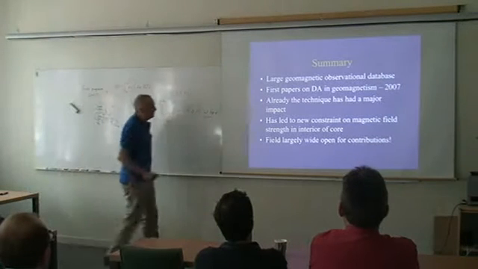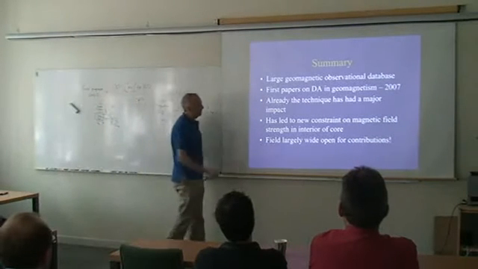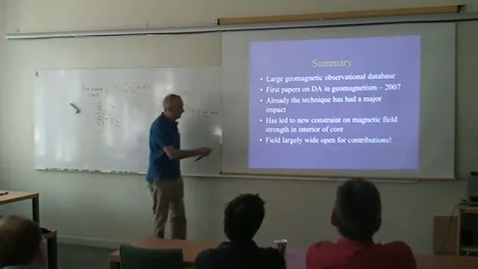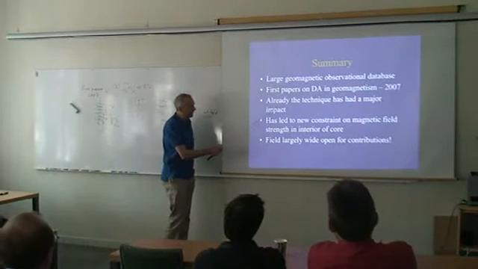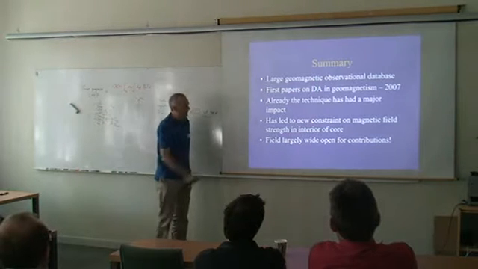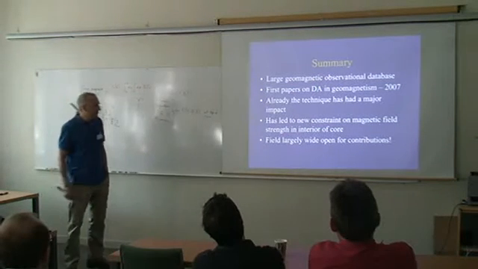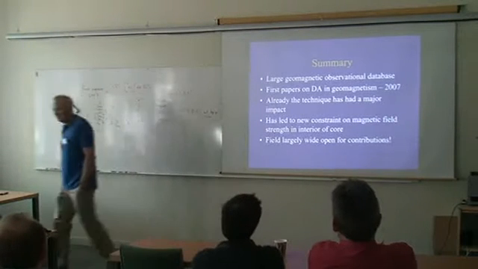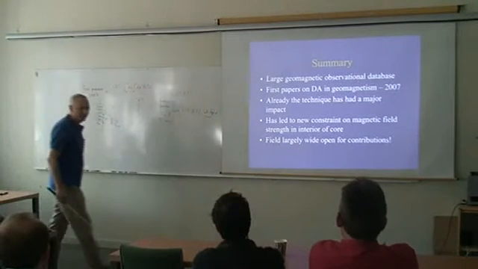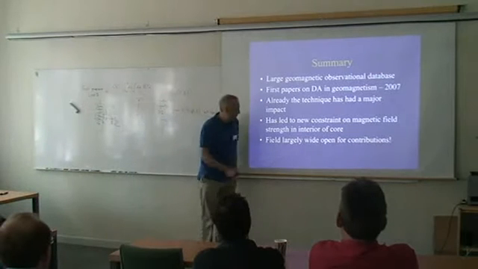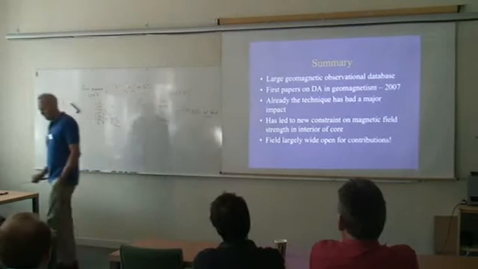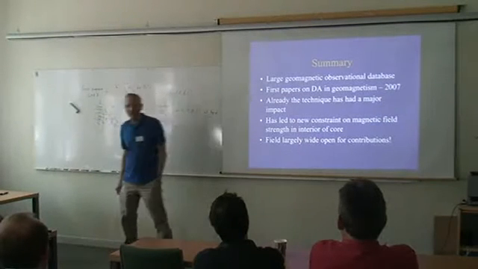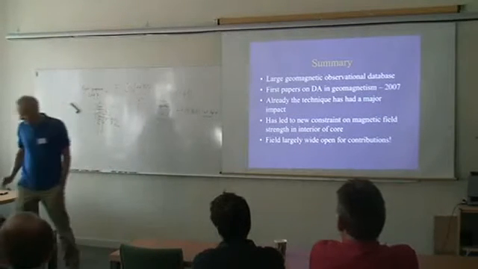So that's my summary. There's lots of observations. Only 3 or 4 years ago, the first papers on data assimilation. I've given you this example. I think that's a major impact. We've never had this constraint on the magnetic field strength in the interior. I encourage you, the field is largely wide open. You're far more expert than most people who work in this field. I think there's a chance for contributions from anyone who wants to get involved. So, thank you.